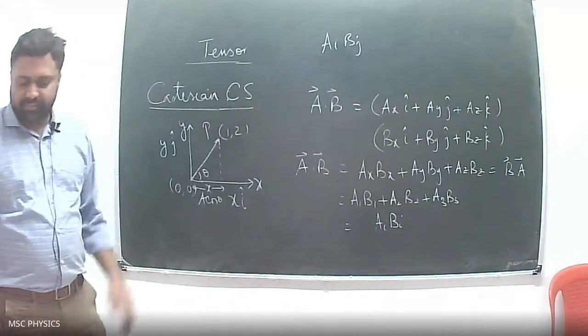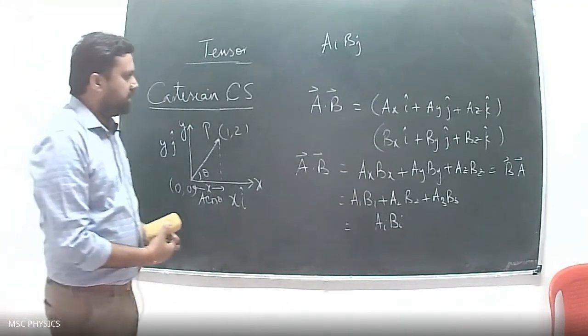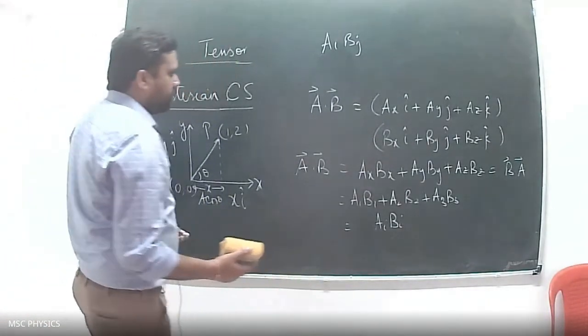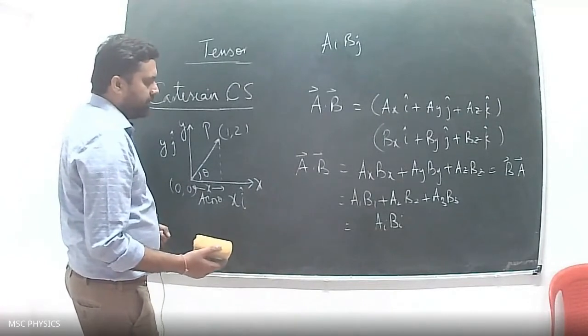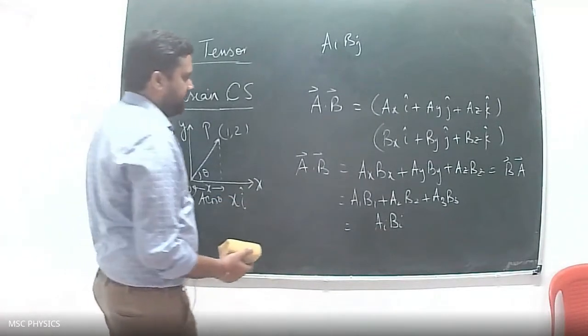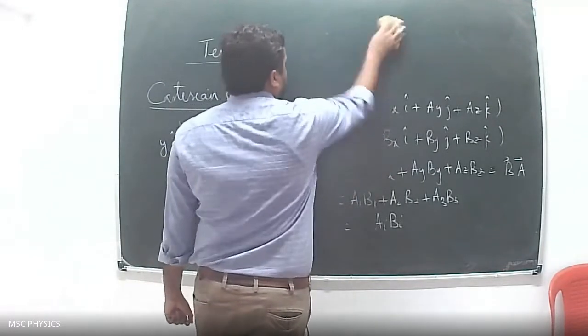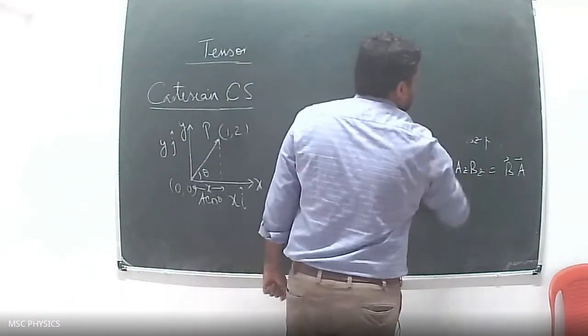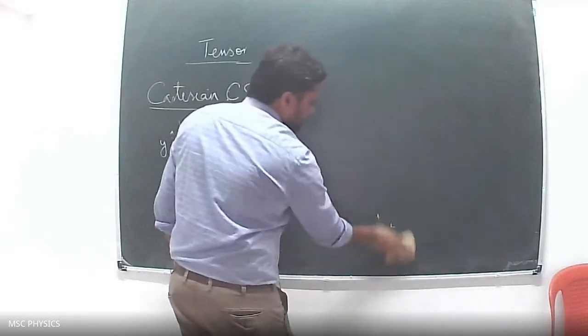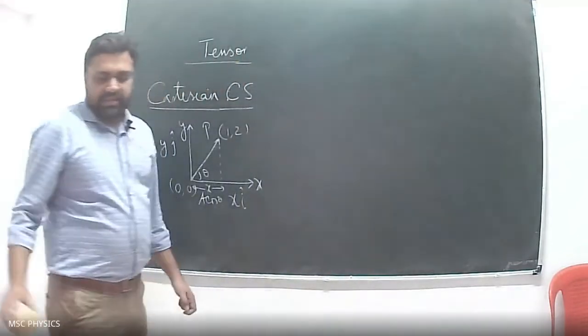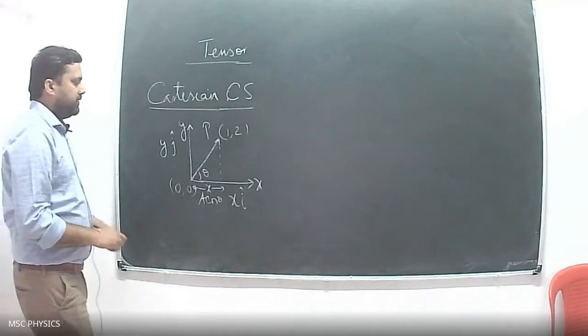I'll tell you the Kronecker delta function also, but not now, later. All right. So this is A dot B. Let us talk about A cross B. You can verify this because only I dot I will remain; I dot J, I dot K, similarly the other terms will be 0.